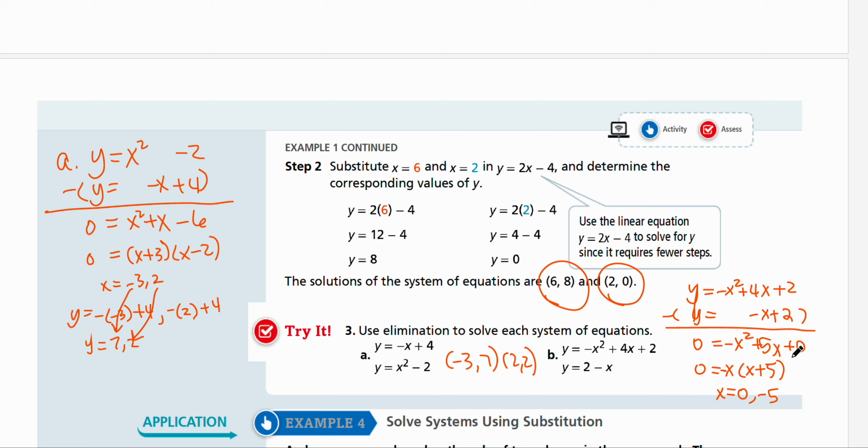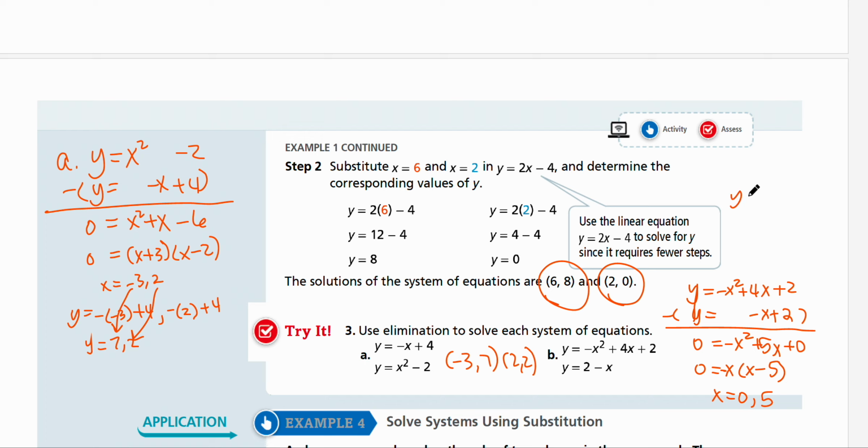Is that right? Oh, this is negative 5. Lots of tedious mistakes. And then, yeah, so x is equal to 0 and positive 5. There we go. I think that's right now.